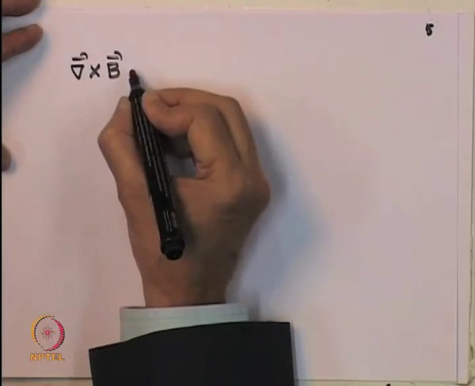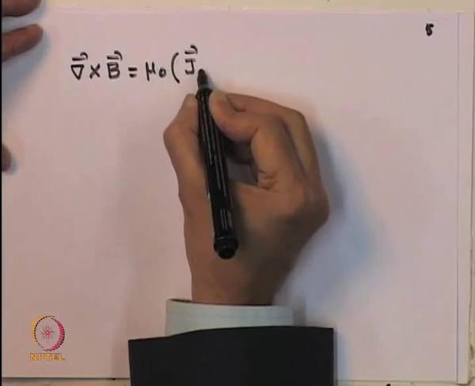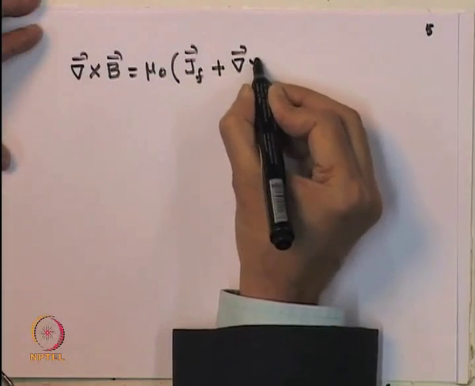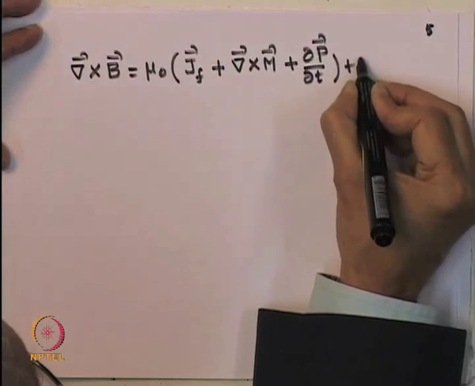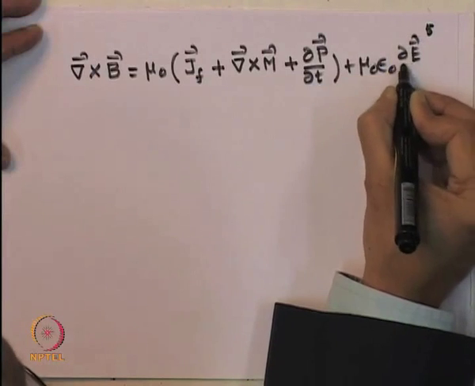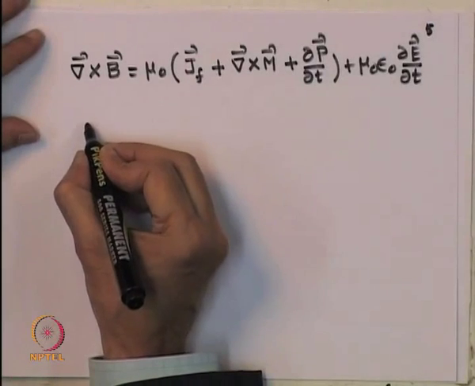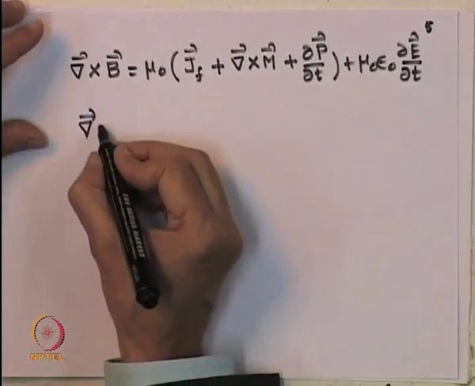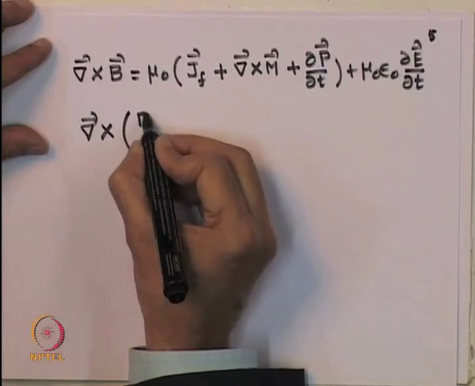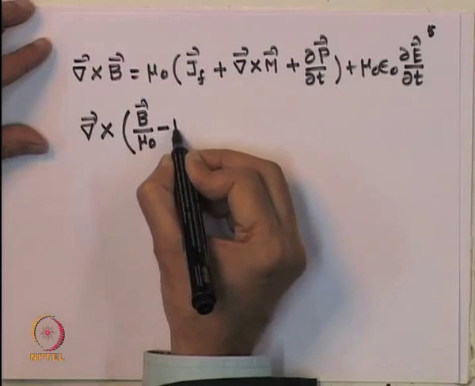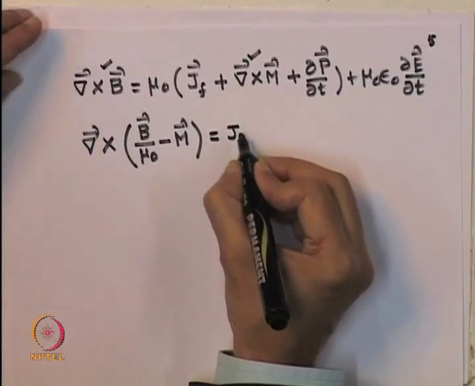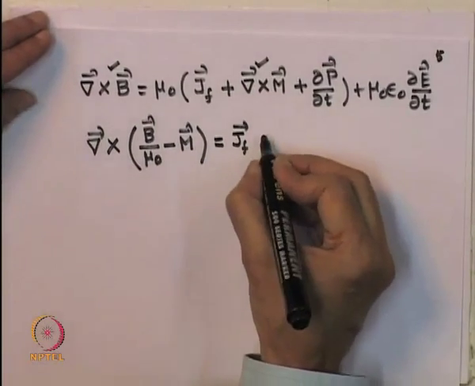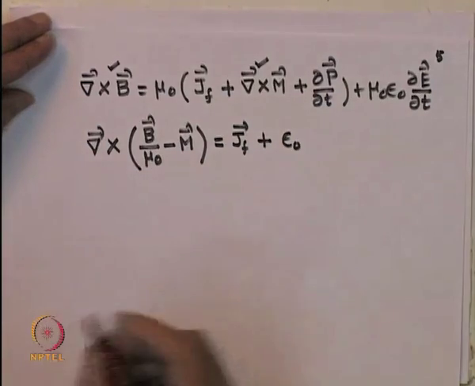We have said that now del cross B is mu 0 J free plus del cross M, this is the bound current, plus dP by dt, plus mu 0 epsilon 0 dE by dt. We will write it in a slightly compact fashion. Now, I could bring that magnetization term outside and divide all over by mu 0. So, I get del cross of B by mu 0 minus M, so that takes care of this term as well as that term, is equal to J free, because I have already divided by mu 0. So, there is nothing else, and I am left here with epsilon 0 dE by dt.